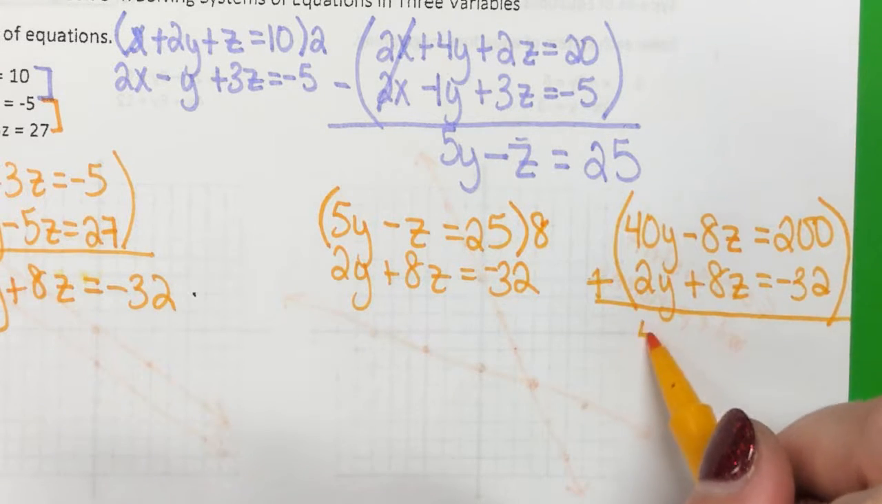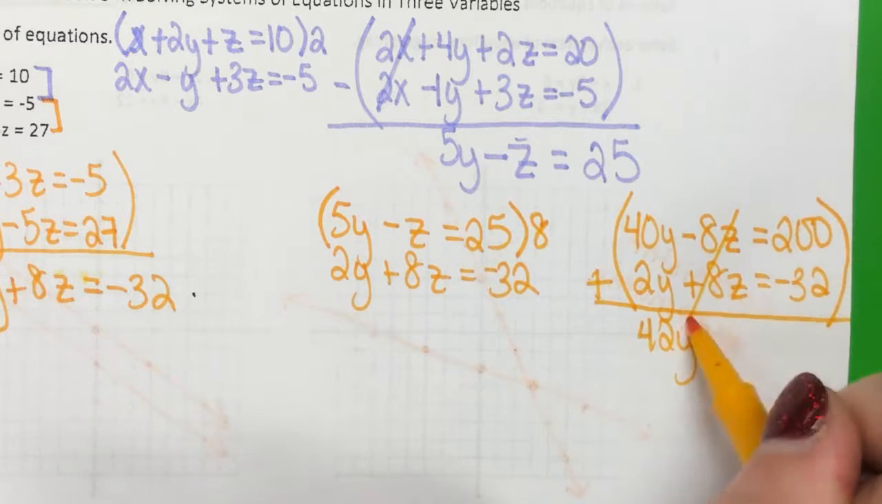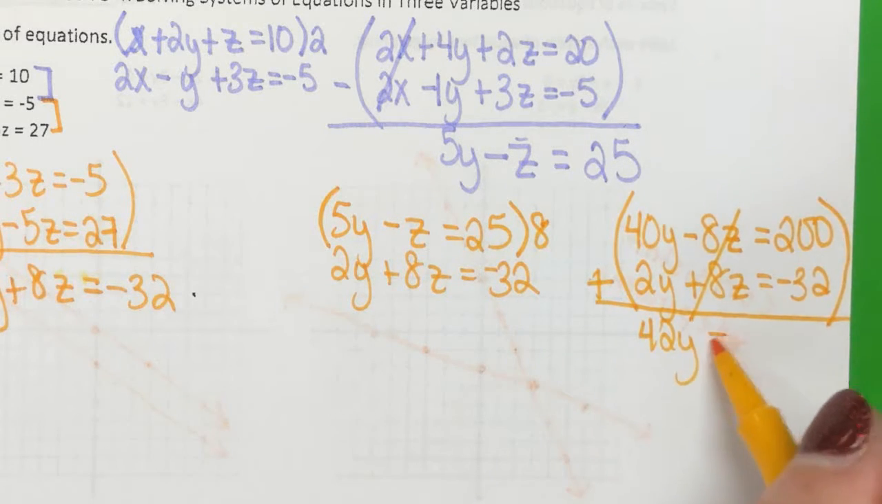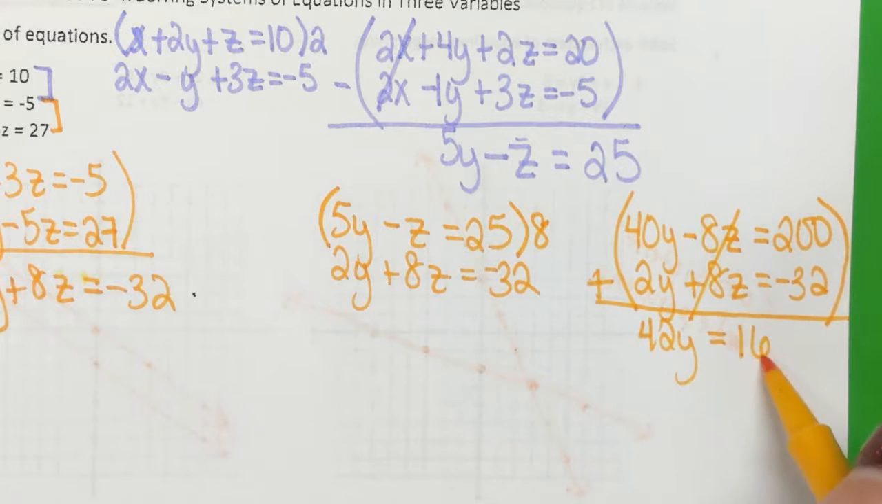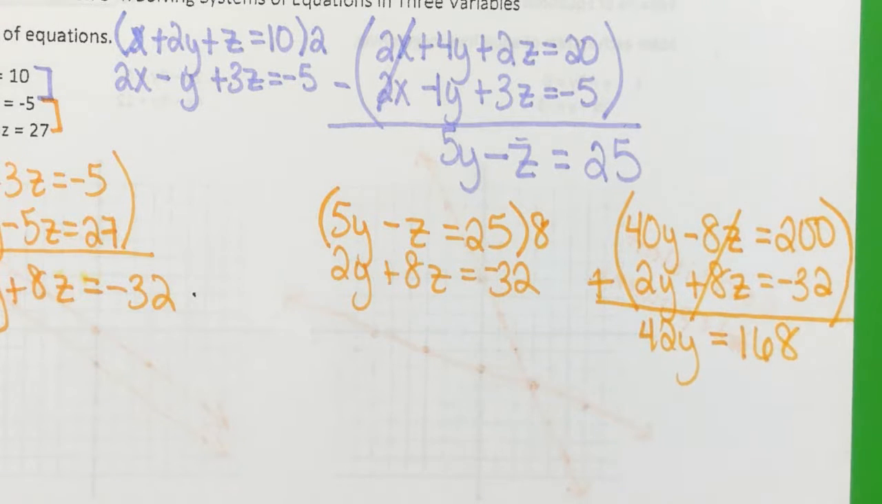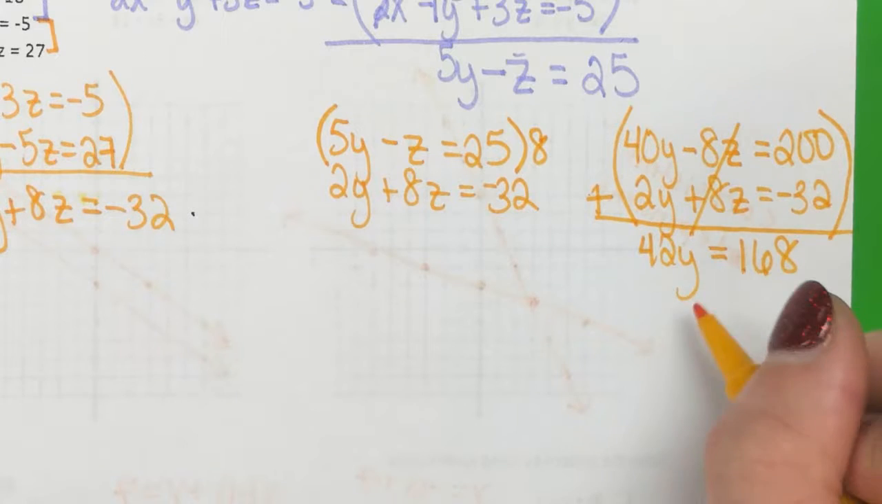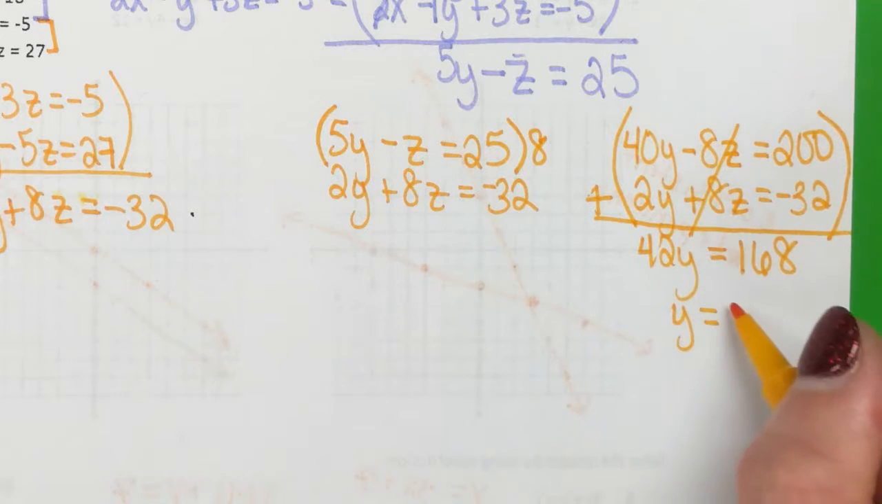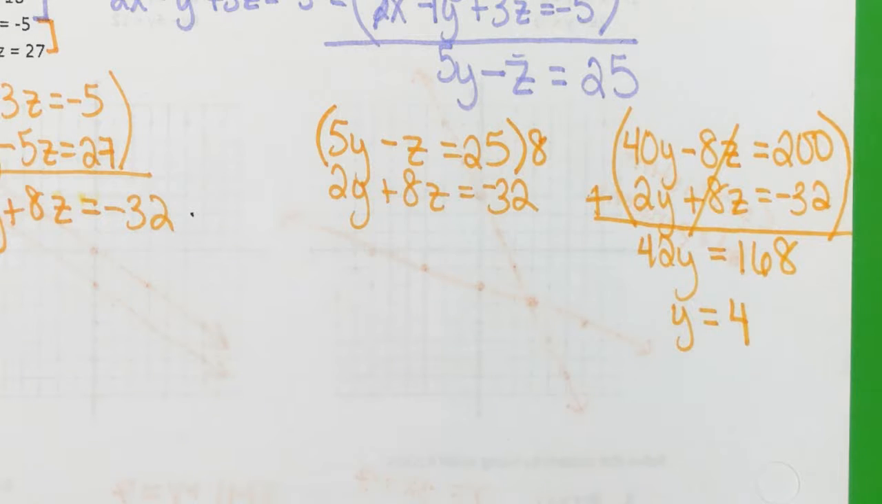So 40 plus 2 is 42. -8 and +8 is 0. And 200 plus -32 is 168. Divide, and how much do you get? 4? Okay, well now we know what Y is, right? Y'all good with that?